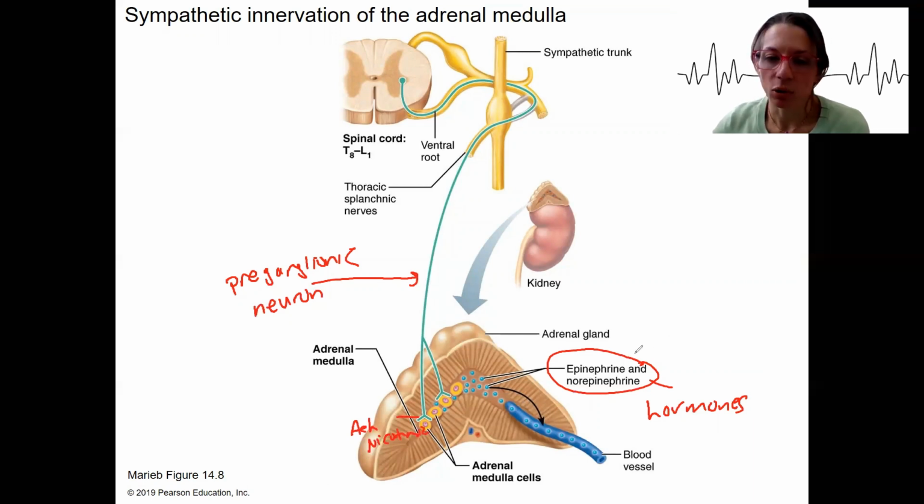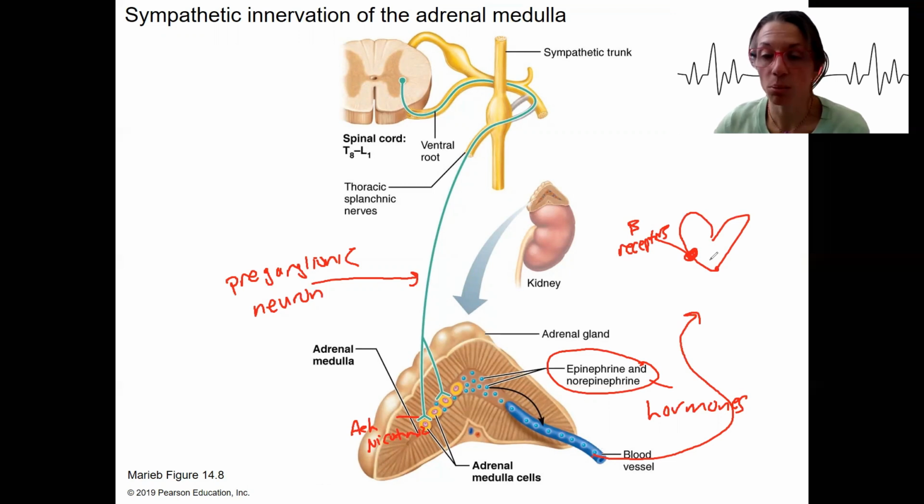Norepinephrine and epinephrine are going to travel throughout the blood vessel, travel to lots of places in the body, but one place is going to be the heart, where they're going to bind to beta receptors to cause the opening of more funny channels than would have occurred at rest, thereby increasing that steepness of depolarization and causing more rapid heart rate.